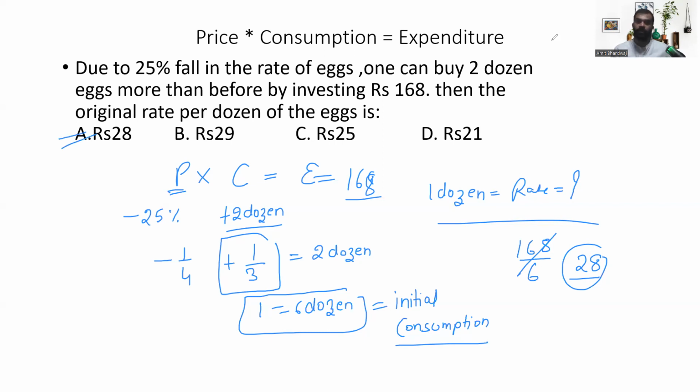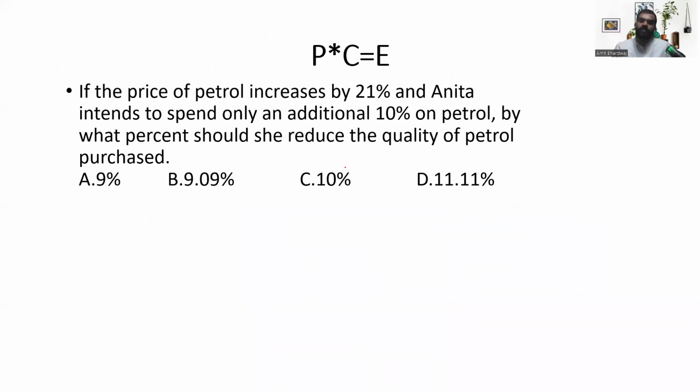I hope this is quite clear. Now we are moving toward our next part, and this is the same price, consumption, but with a little change. What is the change?